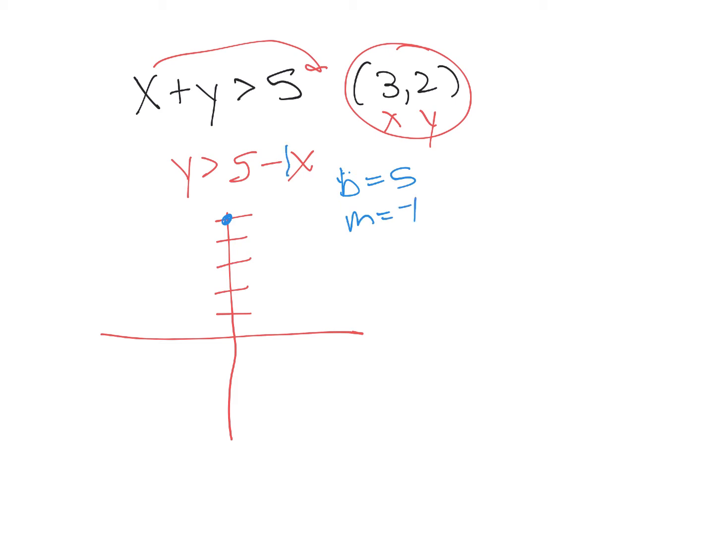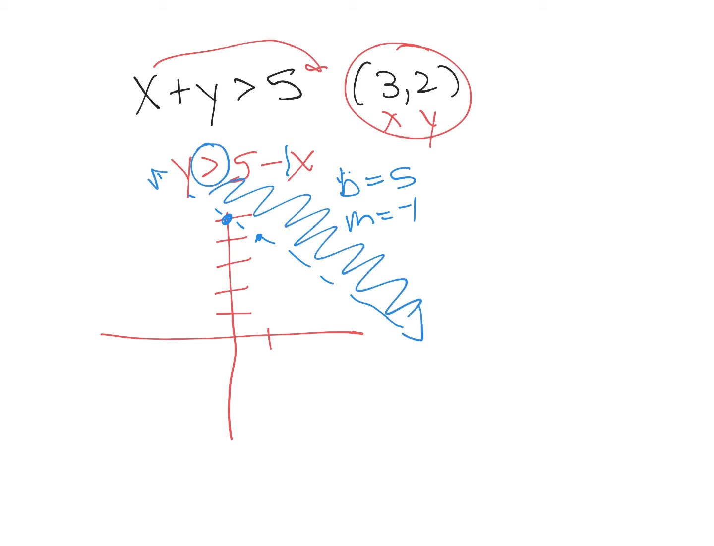Remember, your slope is always with your x. So I'm going to go down 1 over 1. And I will draw a dashed line because it is open. And I would shade above that line because it's greater than 5. Y is greater than 5 minus x. We disregard the slopes. We look at our y values. All of these y values are going up, or greater than, so it's above that line.